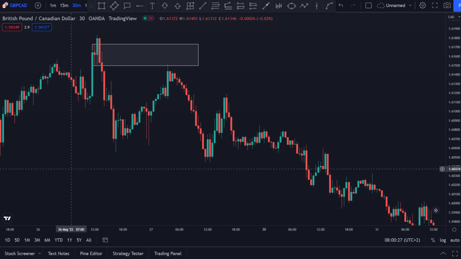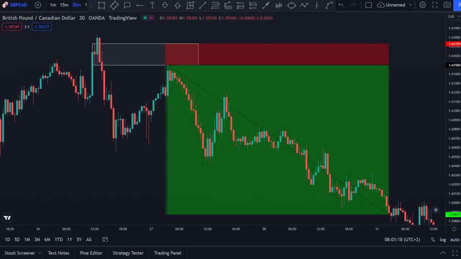So before I forget, on how you will enter these trades, you have to use a sell order that triggers when price returns to that area. Now this is how your trade setup will look like. And we can all see that this is a sniper entry.